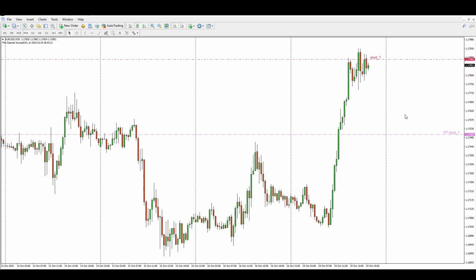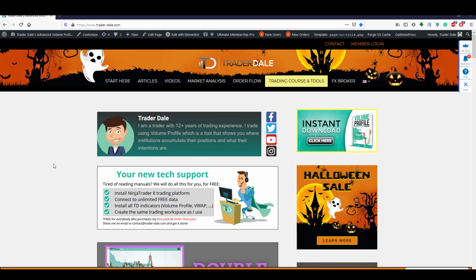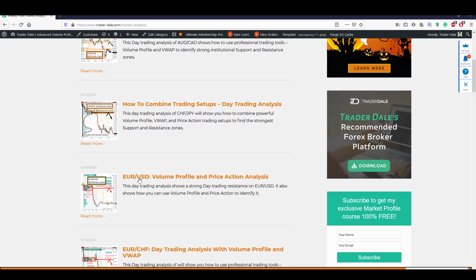Now as far as the reasoning behind this trade is concerned, I published this trade on my website, this resistance on my website a couple of days ago. If you go to market analysis in here, scroll down a bit, then here it is. I published this resistance the 14th of October. That was on Wednesday. So let me show you.